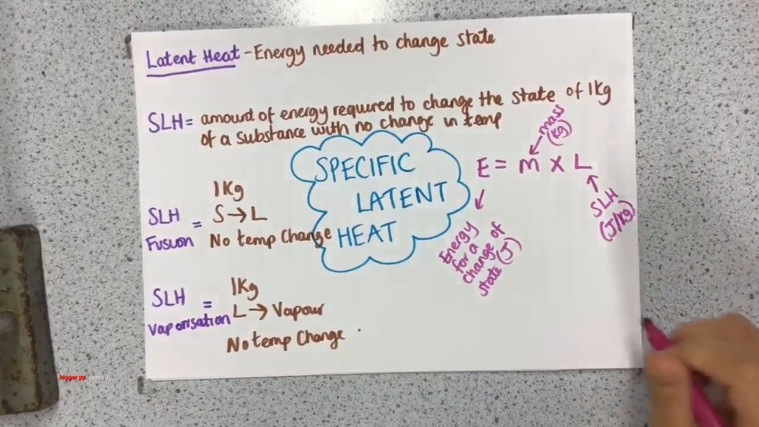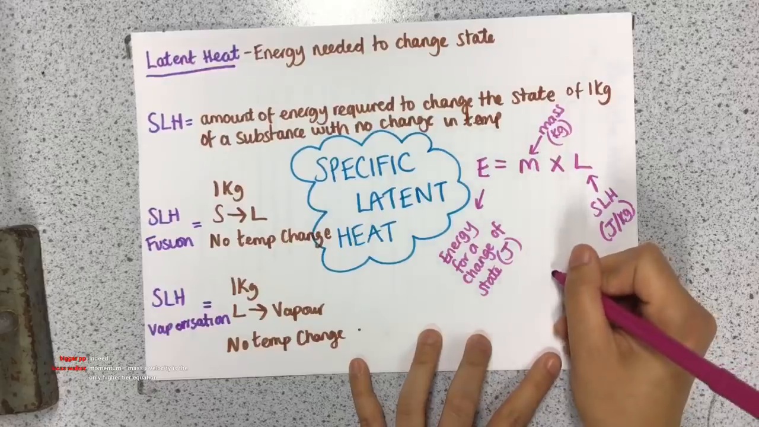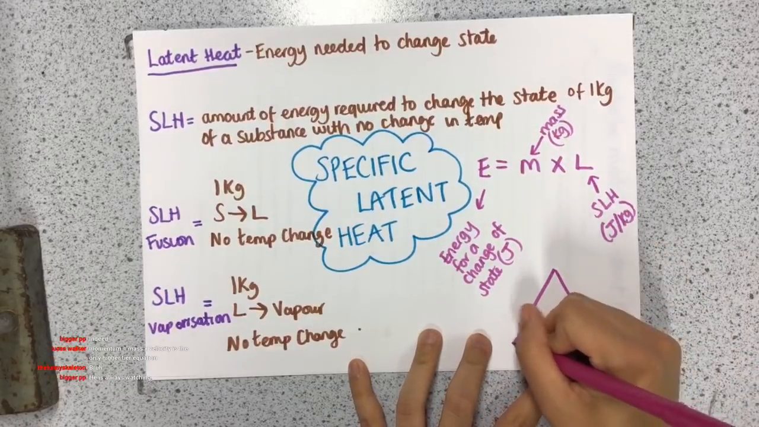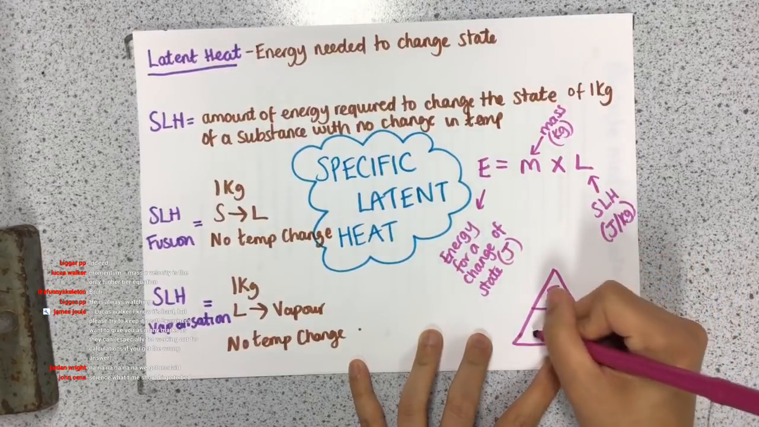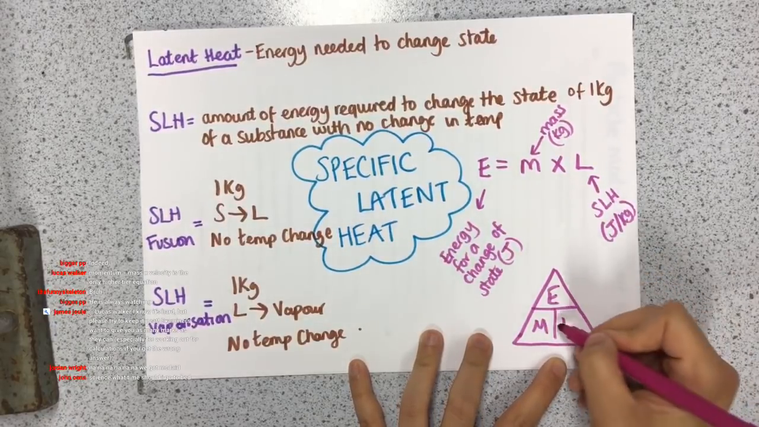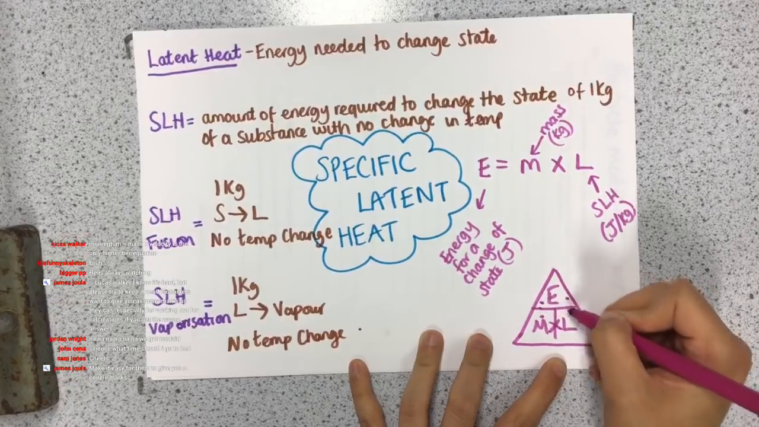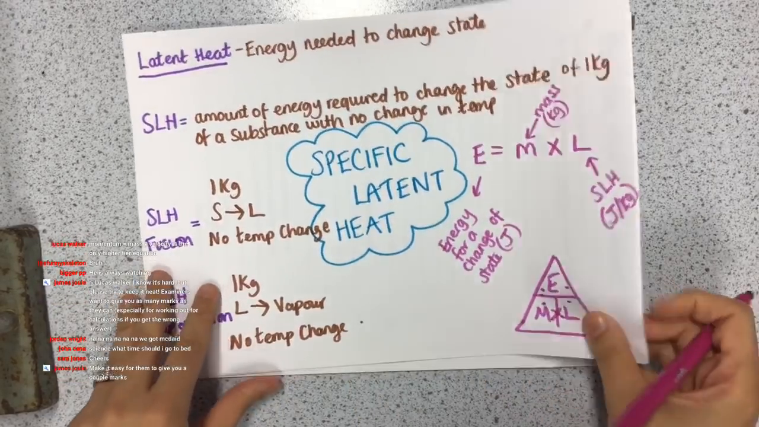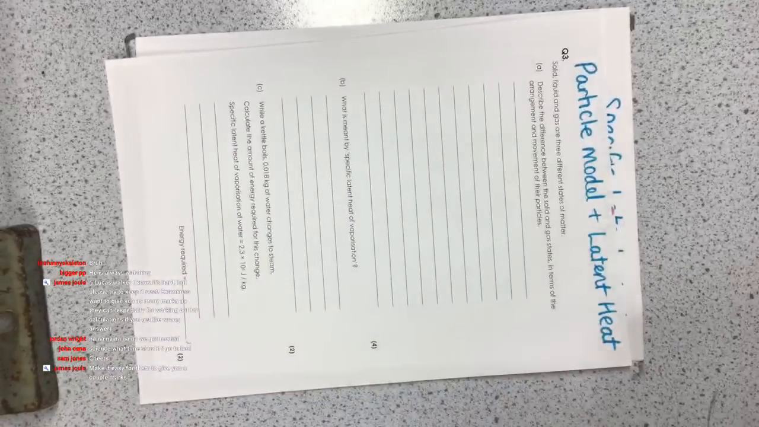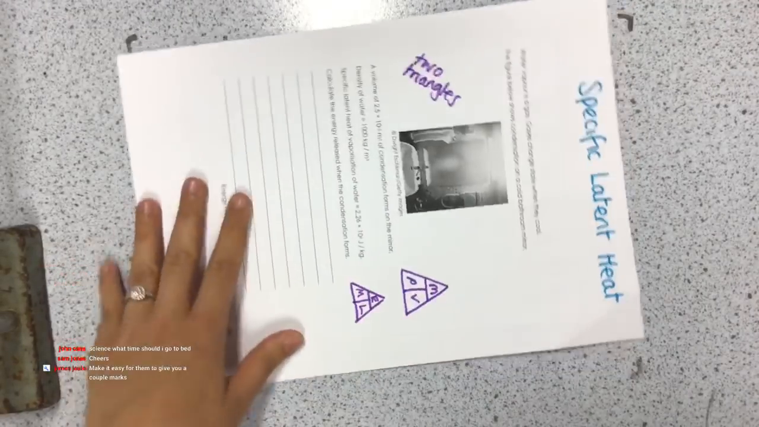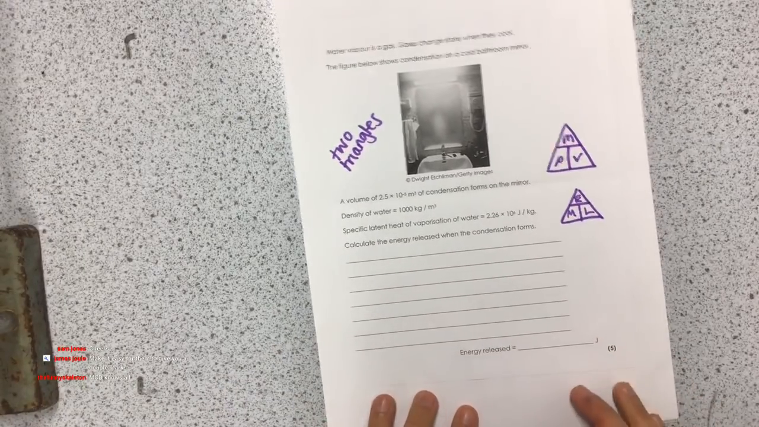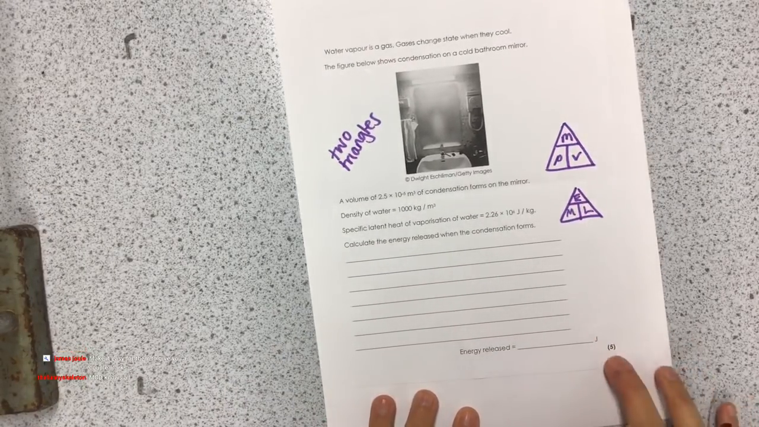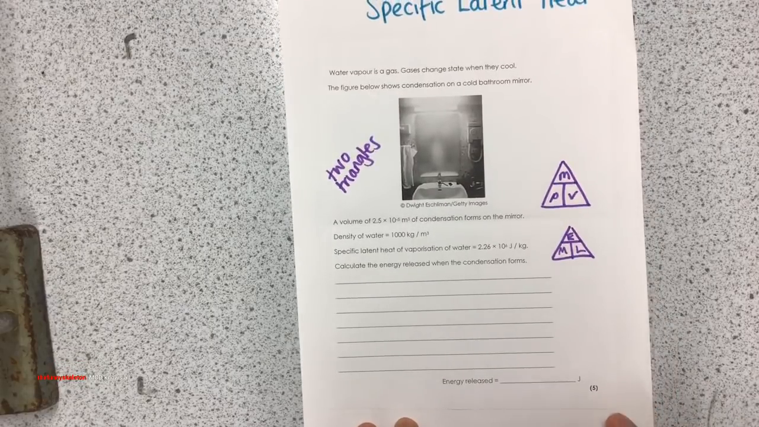Okay, so if we were to put that into a triangle, it'd be E at the top and then M, L on the bottom. Remember, this line is a times and this is a divide line, okay? Now, I don't think we're going to have time to go through this one. Now, I do want to go through this one because, again, this was a big tip from your physics teachers, that if a calculation is worth 5 marks, then you need to be using 2 triangles together.